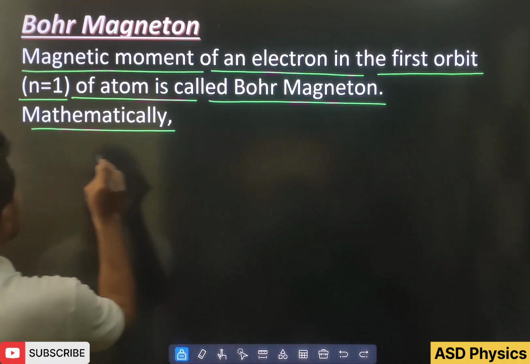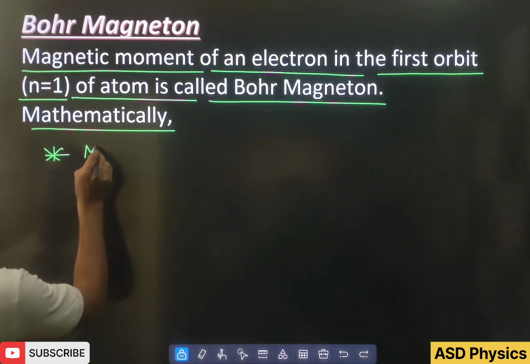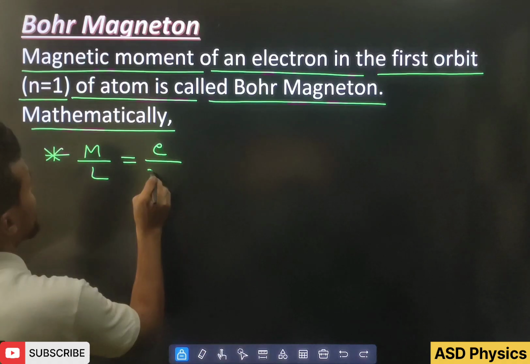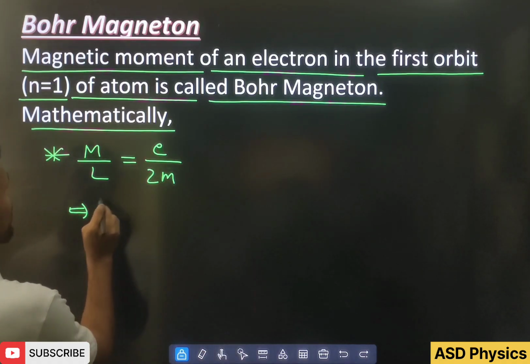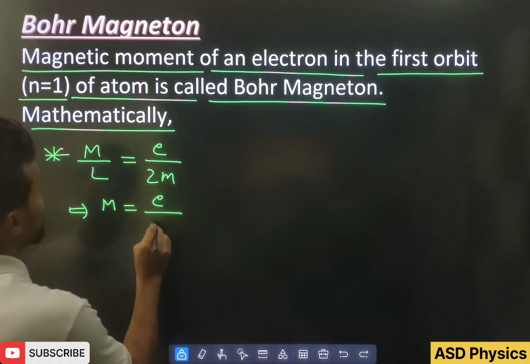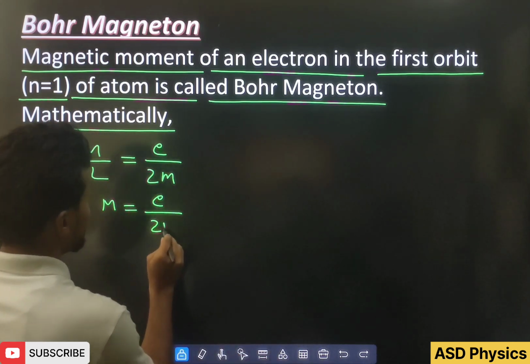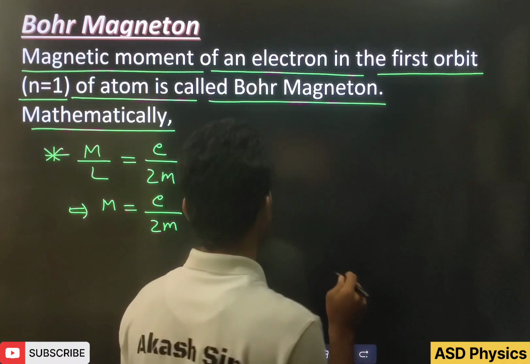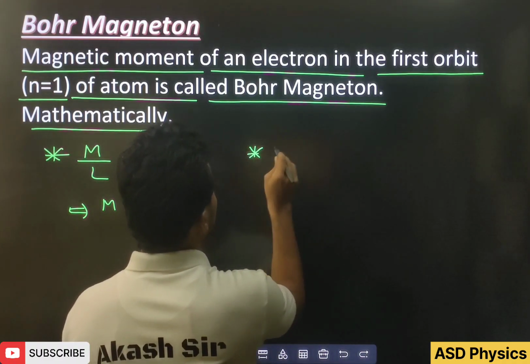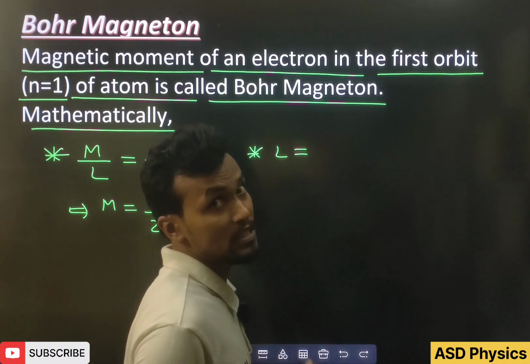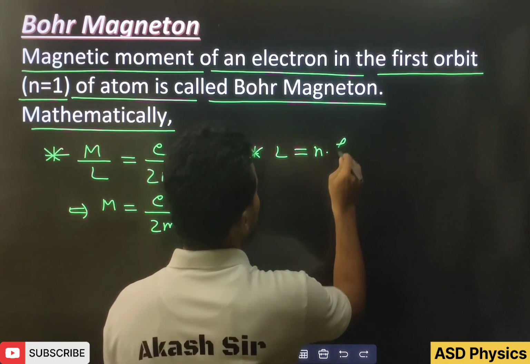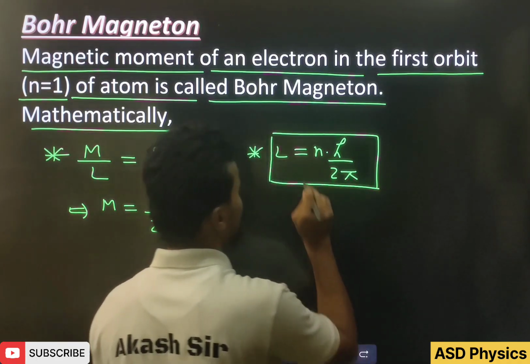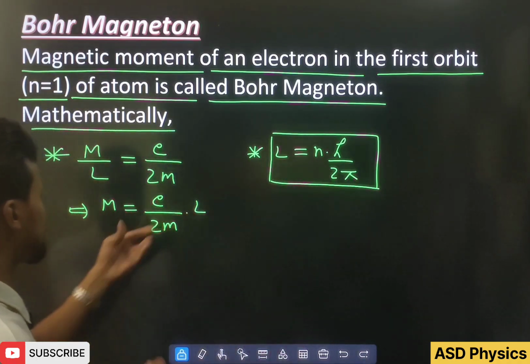So mathematically, again I will write here, you know very well, I have taught you M by L equal to Q by 2m, magnitude wise I can write E by 2m. Now if I write here M, this will become E by 2m into L. And in the Bohr model, the second postulate tells that the angular momentum of the electron in any orbit is an integral multiple of h by 2 pi. L is n into h by 2 pi. This is the Bohr second postulate. Okay, this I will put here.